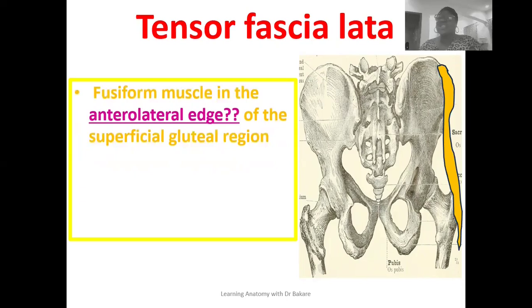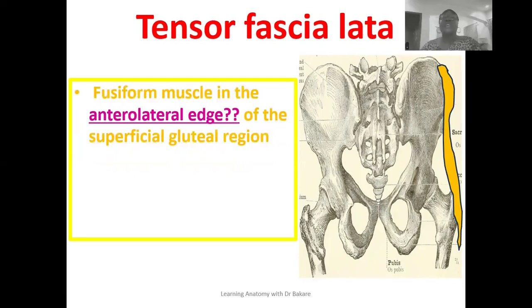Remember in our lecture on the gluteal region, we tried to compartmentalize the muscles that are located in the gluteal region. We say that we have the deep layer and also the superficial layer. The deep layer, just as the name implies, is embedded deep within the gluteal space, while the superficial layer is seen to overlie the deep layer.